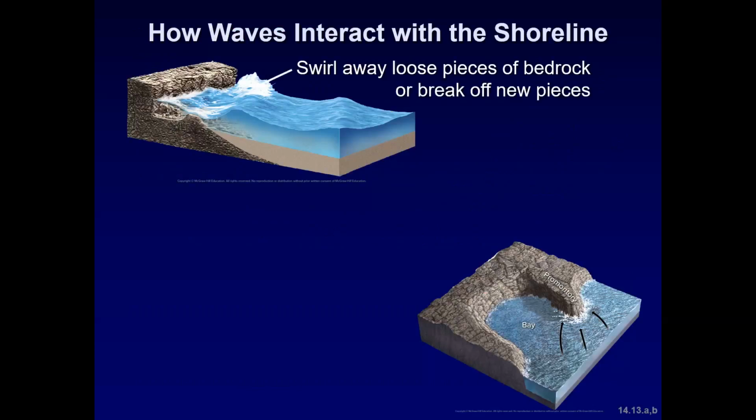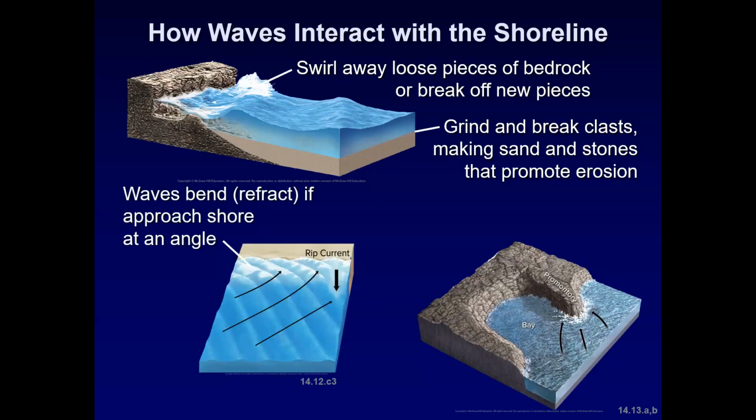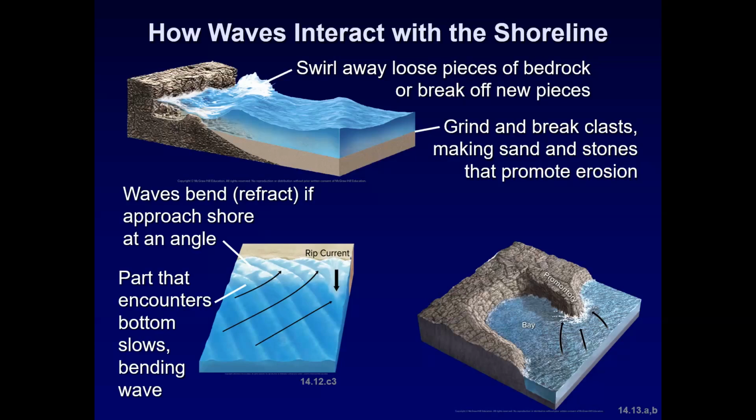They can swirl away loose pieces of rock in this sort of reflective coast or break off new pieces. They can grind and break clasts or pieces of rock, making sand and stones that promote erosion. Now, waves can bend and refract if they approach the shoreline at an angle. And then the part of the wave that encounters the bottom slows, kind of bending the wave, and that's where you get a rip current. Pushes back out.